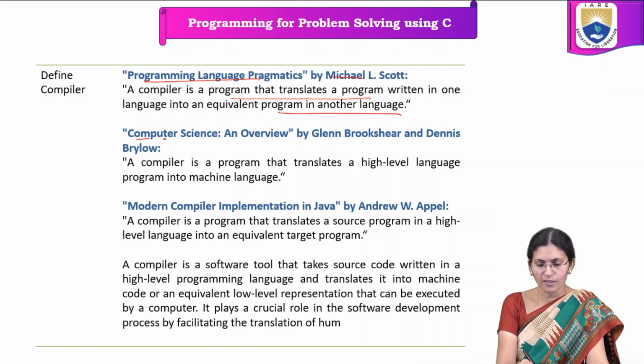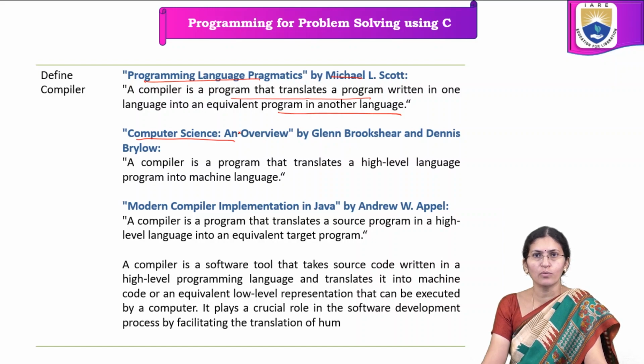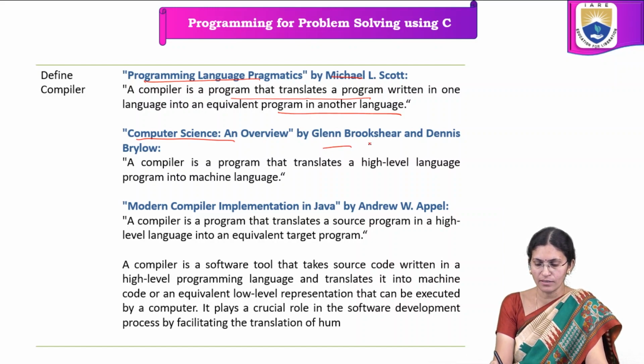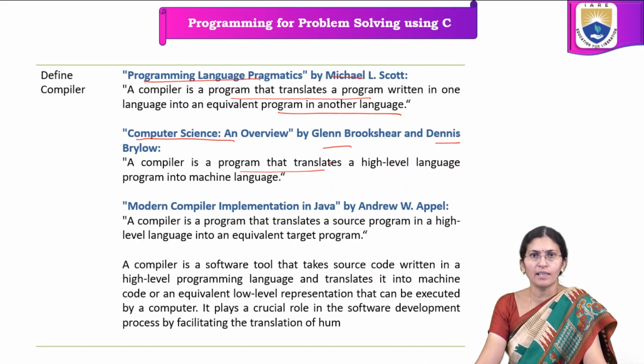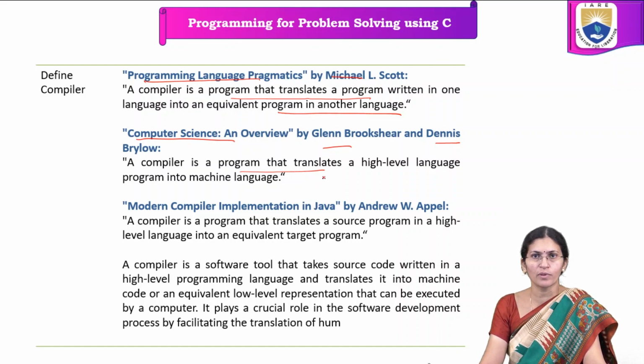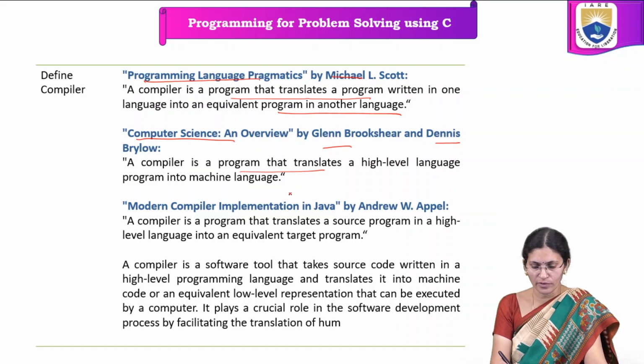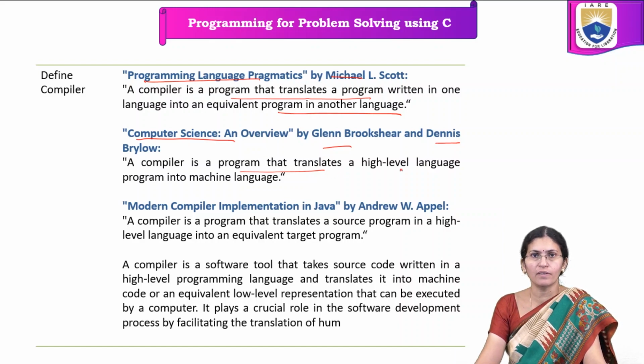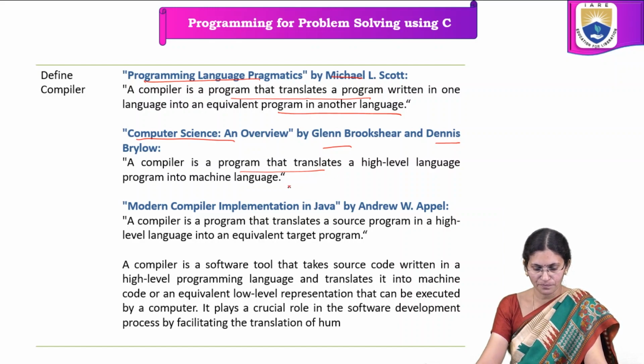So in the textbook titled Computer Science: An Overview, authored by Glenn and Dennis, a compiler is a program that translates a high-level language program into machine language. So this is a definition we mostly use. A compiler is a program, or a software, you can say, that translates a high-level language program into machine language.